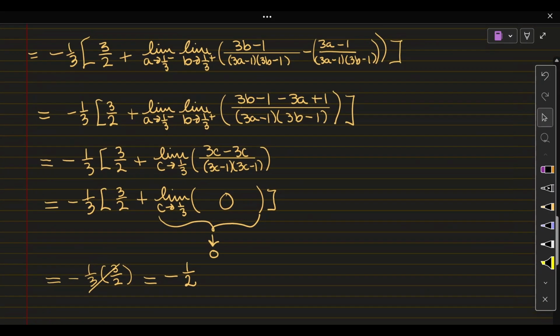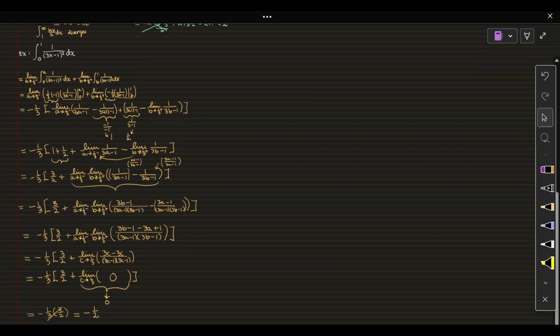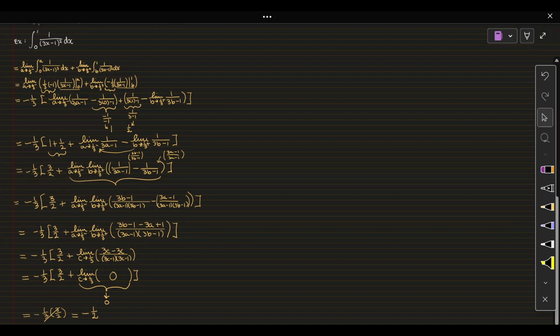Okay, so that would be the integral from 0 to 1 of 1 over 3x minus 1 squared dx. And I know that last step might have been a little bit hand wavy, but it turns out that it does work, and that would be a good example of solving a problem where we have to break the integral up as two improper integrals.